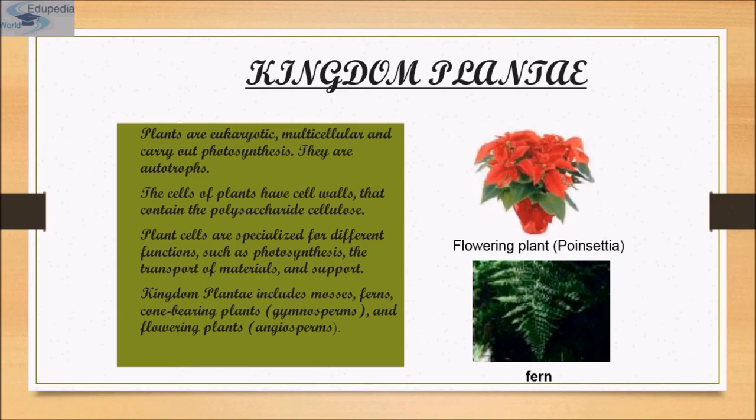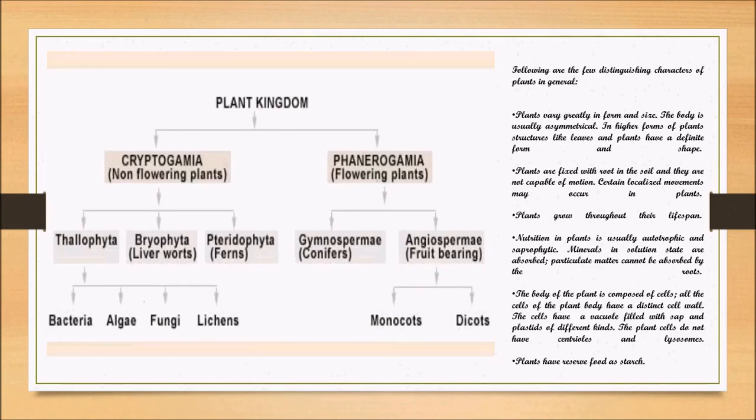This is the plant kingdom. They are divided into two, that is non-flowering and flowering plants. Non-flowering are known as cryptogamia and flowering are known as phanerogamia. Cryptogamia are divided into three: thallophyta, bryophyta, pteridophyta. And phanerogamia are divided into two: gymnosperms and angiosperms. Again, thallophyta of cryptogamia is divided into four: bacteria, algae, fungi, and lichens.